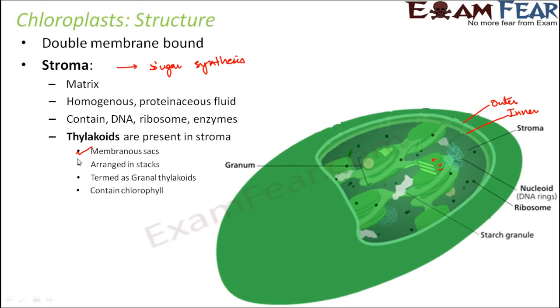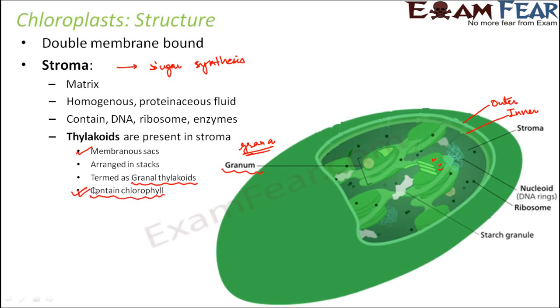They are also termed as granum thylakoids. Why are they called granum thylakoids? Because this entire stack of thylakoids is known as granum or grana. Plural of granum is grana. So the two most important parts of a chloroplast are stroma and grana. Grana are nothing but the pile of thylakoids together, and each of these coin-like structures is called a thylakoid. So thylakoids are the structures which contain the pigment chlorophyll.